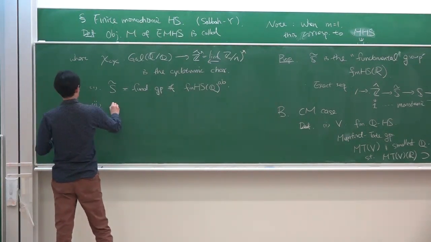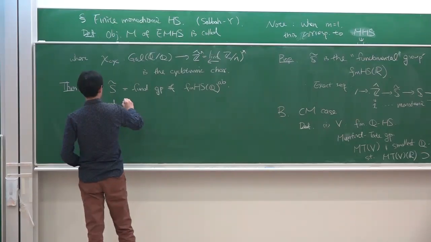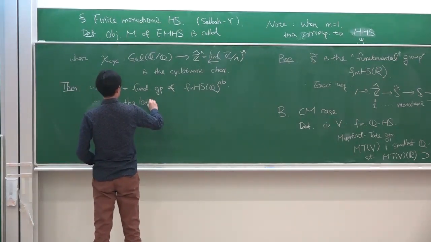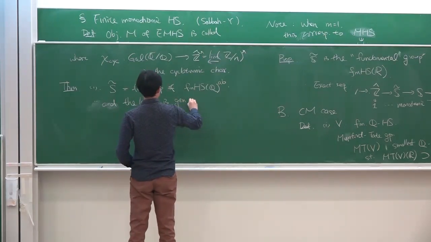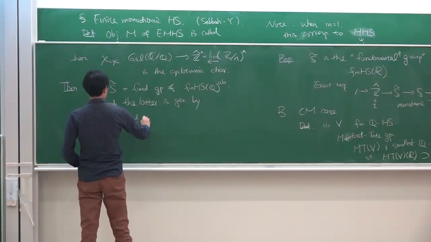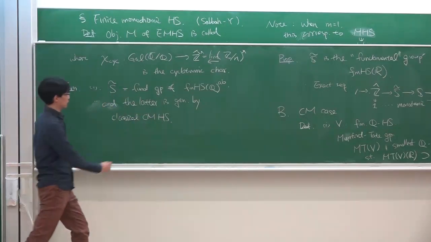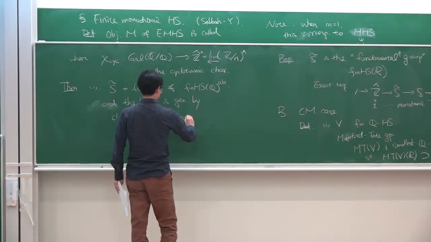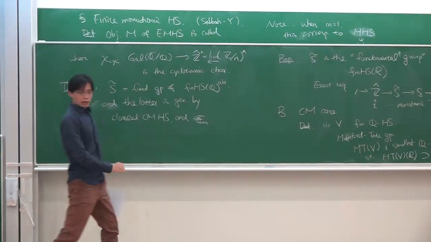Moreover, one has, okay, so this one is actually generated by a classical CM Hodge structure. So of course we have a classical one and just the gamma motive.